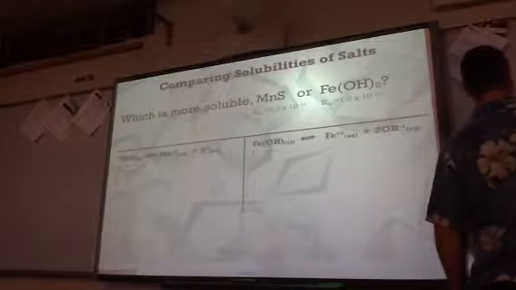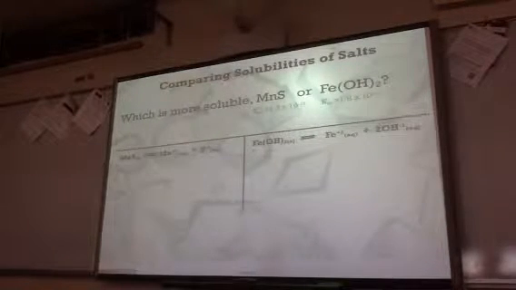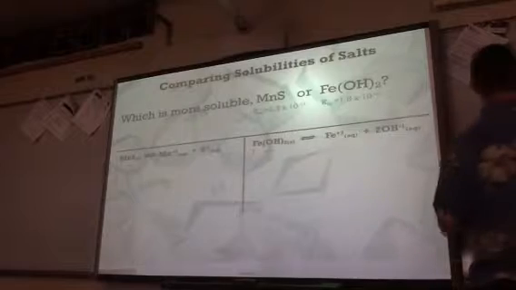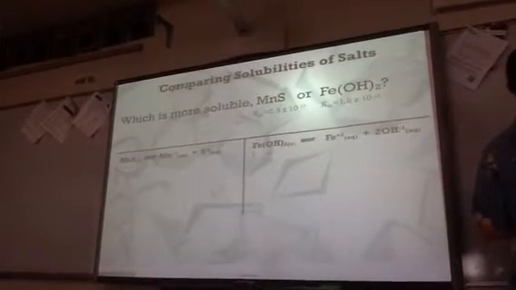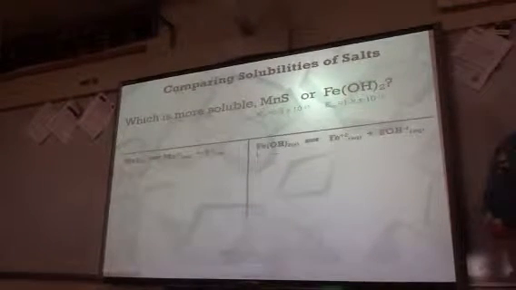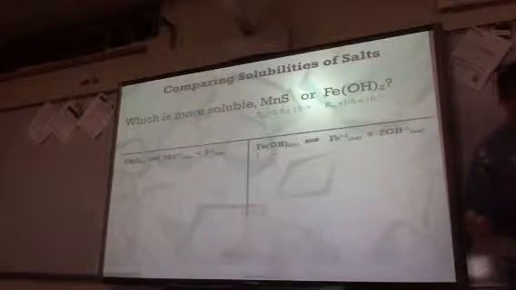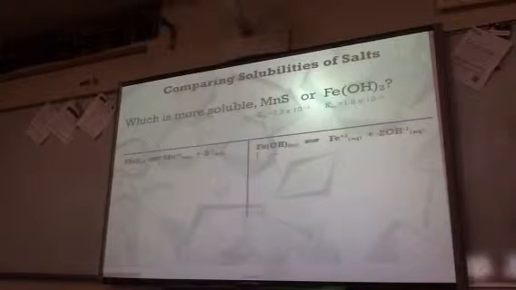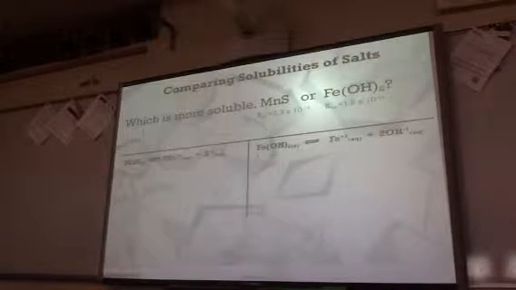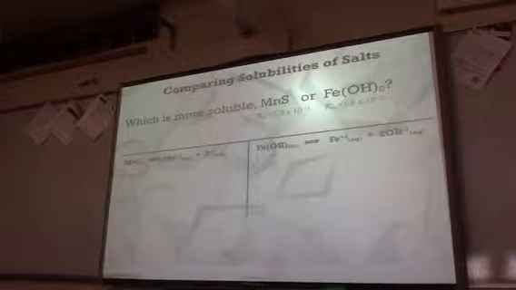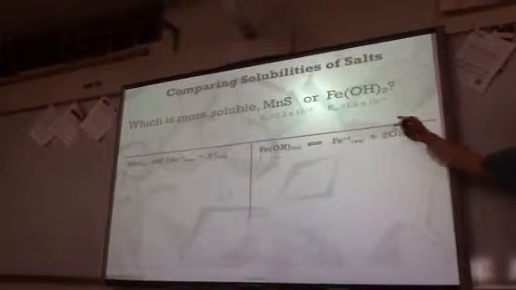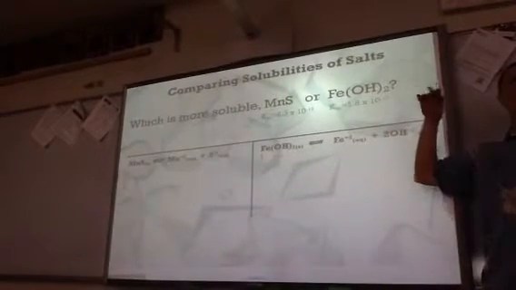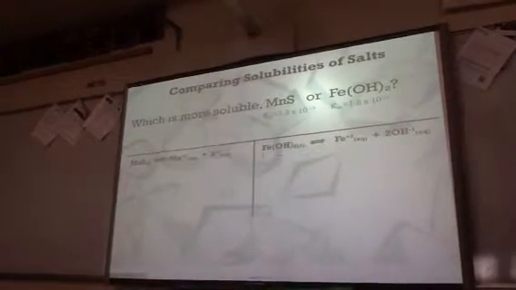The first one, MnS, that's simple, you just take the square root. It is 4.8 times 10 to the negative 7. Okay, so 3 on the power of 10. Find the x value for this one, divide by 4, and then take the cube root. That's Fe(OH) taken twice.